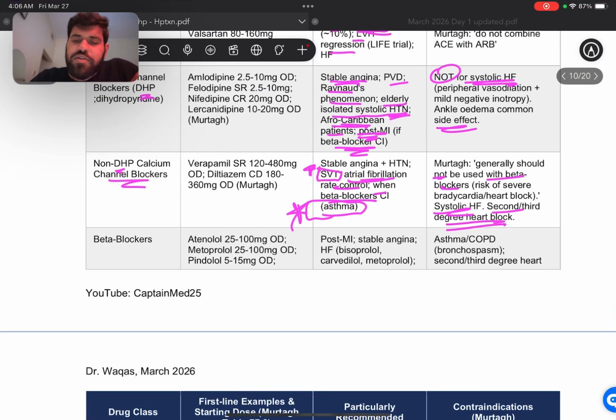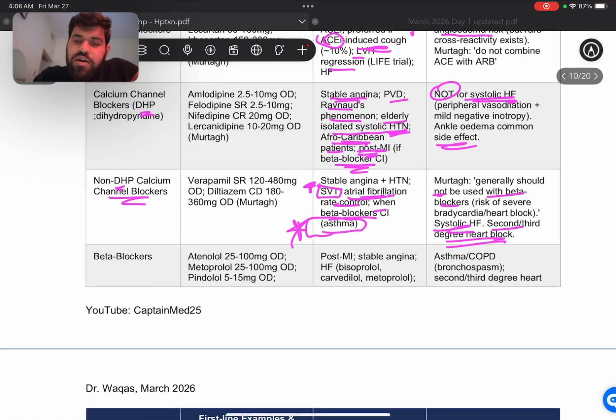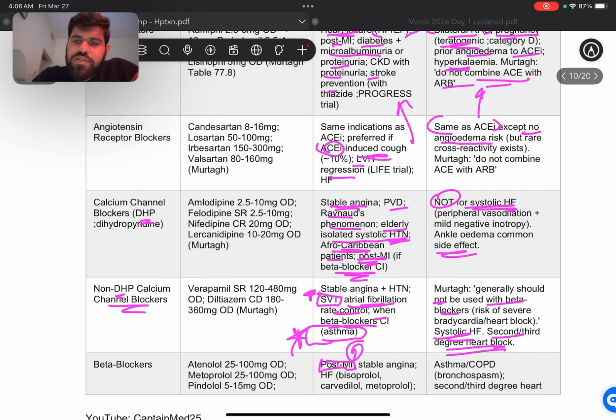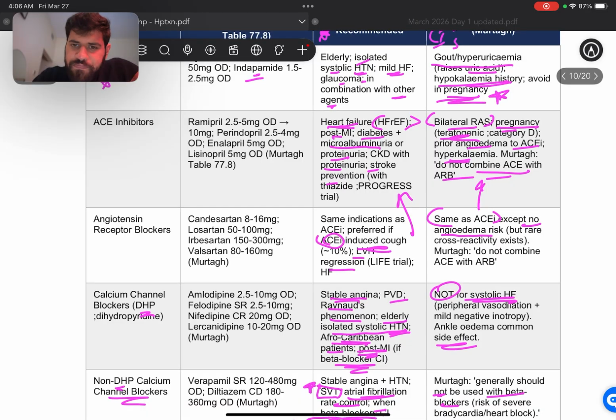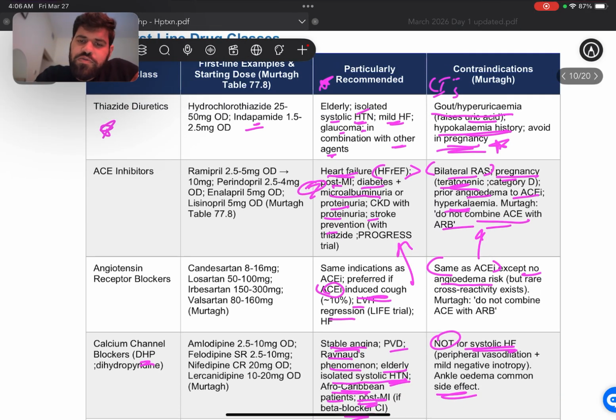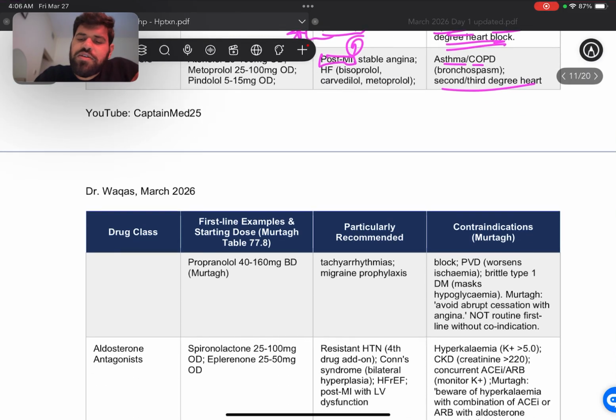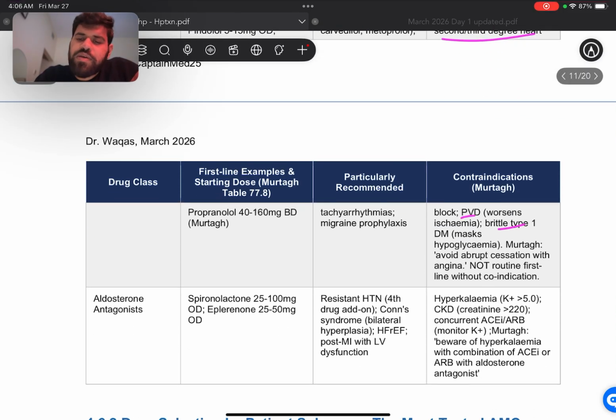Beta blockers are given again post-MI. So which ones were given post-MI? There's one. Then we have post-MI ACE inhibitors, and ACE inhibitors and ARBs. So 2, 3, these are all post-MI. Beta blockers are contraindicated in asthma and COPD, second and third degree heart block, PVD, and brittle type 1 diabetes mellitus, because beta blockers are going to mask hypoglycemia. We avoid abrupt cessation, and they are not the routine first line without co-indications.